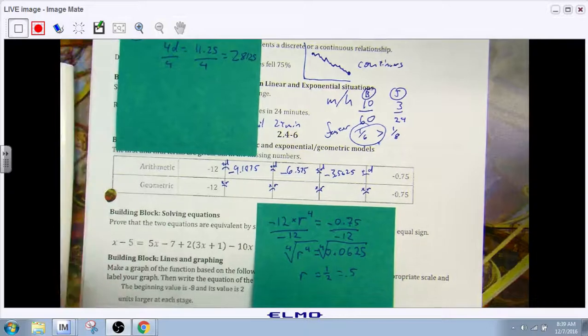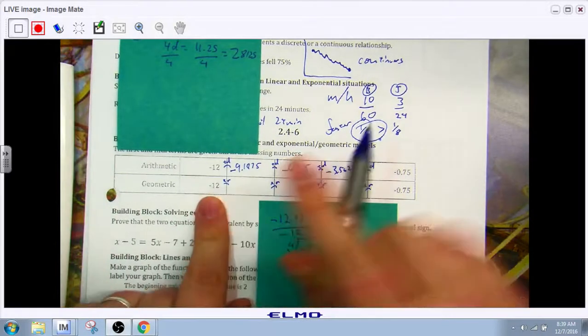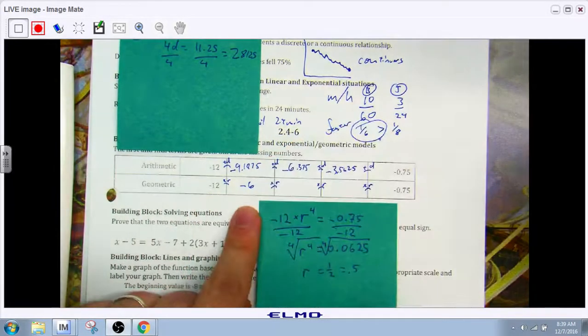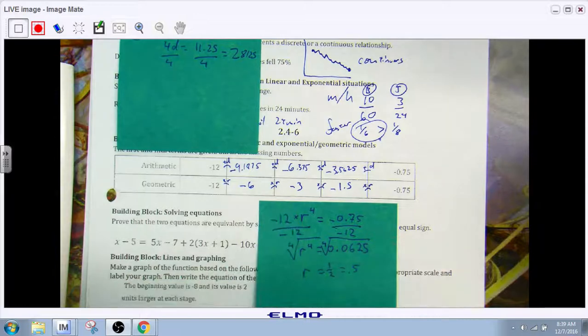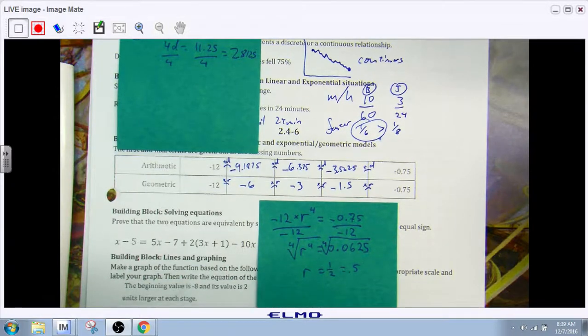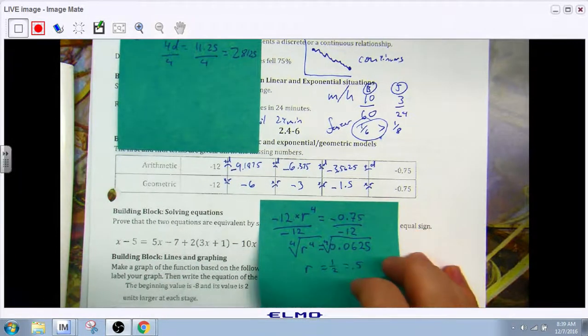So knowing that, I know that I'm just taking half. Half of negative 12 is negative 6. Half of negative 6 is negative 3. Half of negative 3 is negative 1.5. And half of negative 1.5 will be negative 0.75.